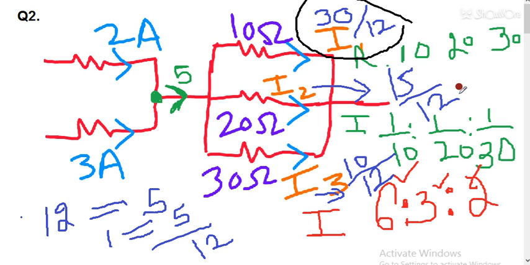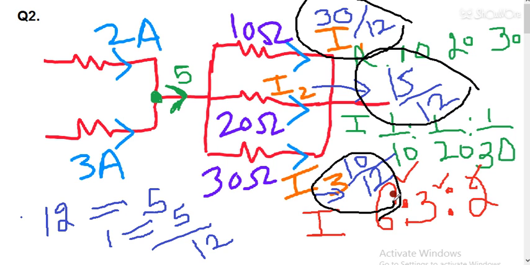So this is the value of I1, this is the value of I2, and this is the value of I3, 10 by 12, and we have also verified it through the voltage, so we have already checked. You can add them: 30 plus 15 is 45, 45 plus 10 is 55.